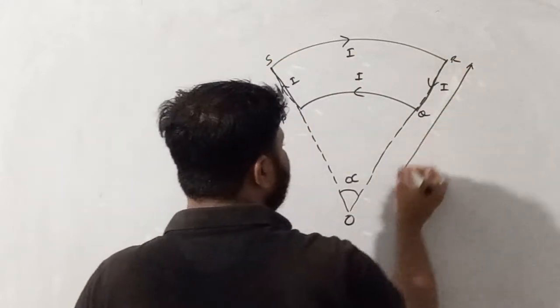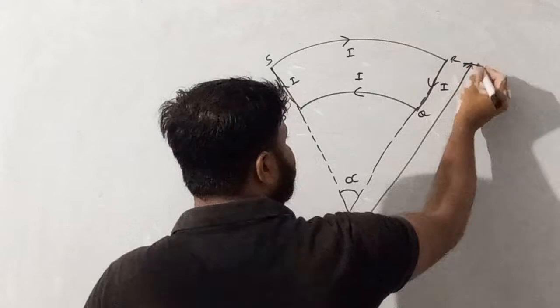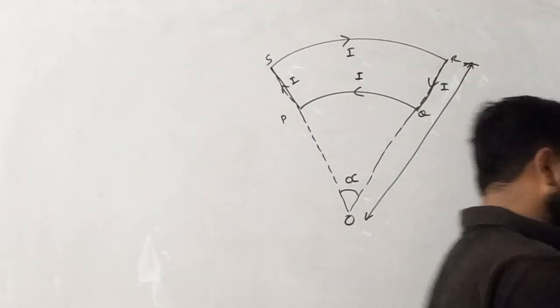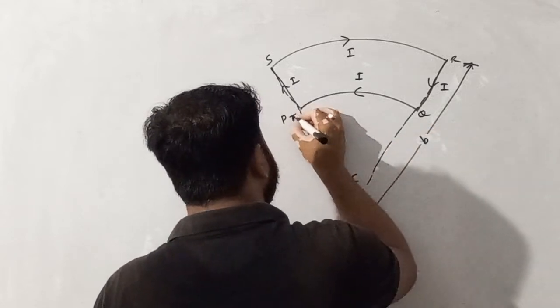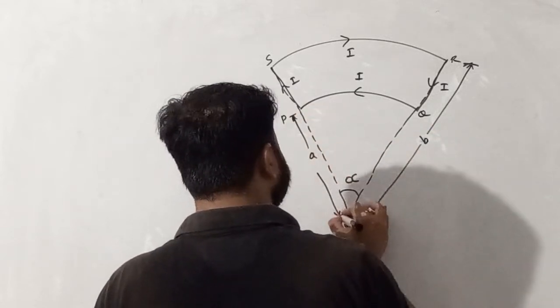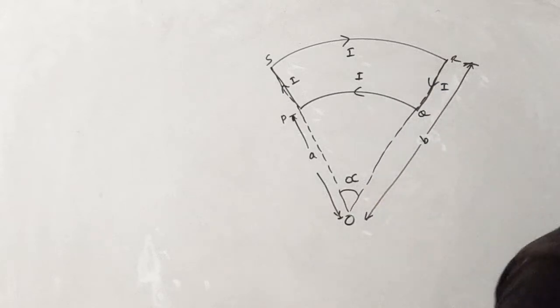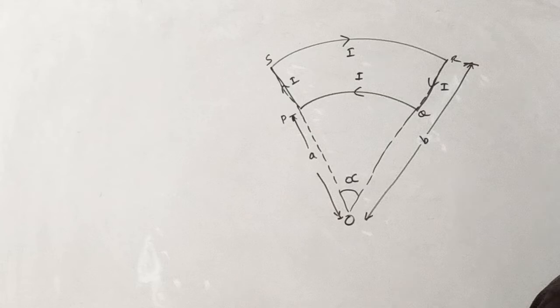The radius of this part is B and the radius of the inner part is A. So this is B and this is A. Please try to solve. I'll give you 1 minute, then I'll solve it. Please try to solve by your own.